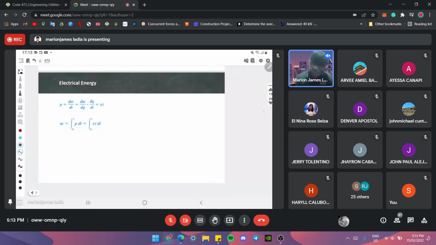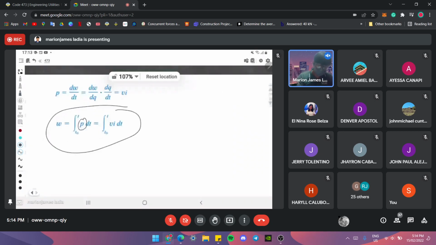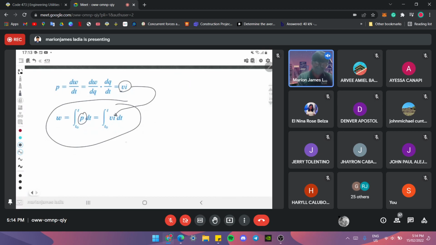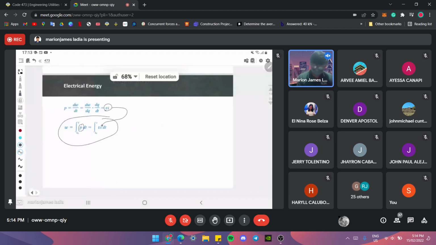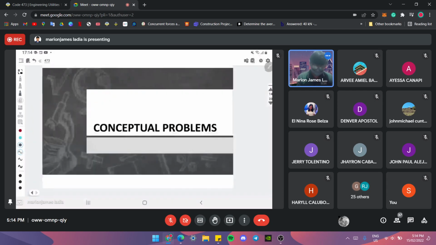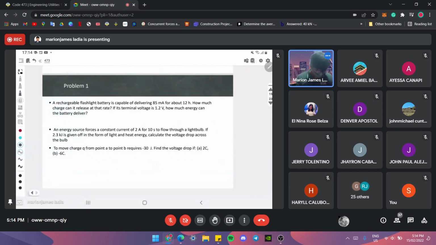So electrical energy, ito lang yun. Integral of P dt, but since P is equal to VI, substitute lang natin dito. So therefore, integral na yan ng VI dt. Okay? That is our electrical energy. Okay, so let's have our conceptual problem for this topic. Okay, so let's have our problem number 1. Pa-calculator nyo na lang, no?